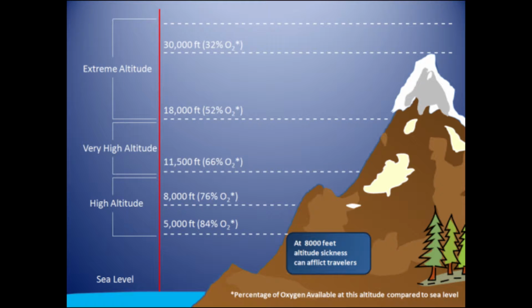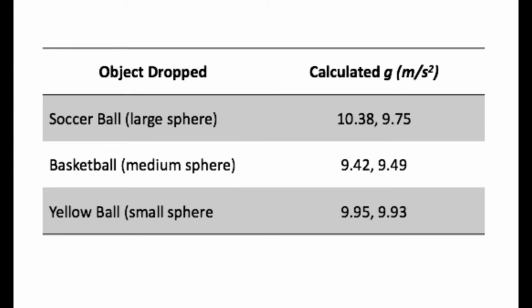Although the mass of an object always remains constant, the local acceleration due to gravity on Earth is subject to change. Acceleration due to gravity is greater at sea level than it is at higher altitudes. The values we measured for gravitational acceleration on the soccer ball were 10.38 and 9.75, for the tennis ball 9.95 and 9.53, and for the basketball 9.42 and 9.49. These gravitational acceleration values are all different and mostly lower than the accepted 9.81 meters per second squared.